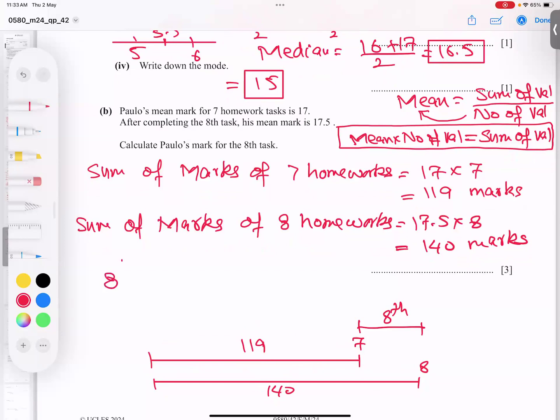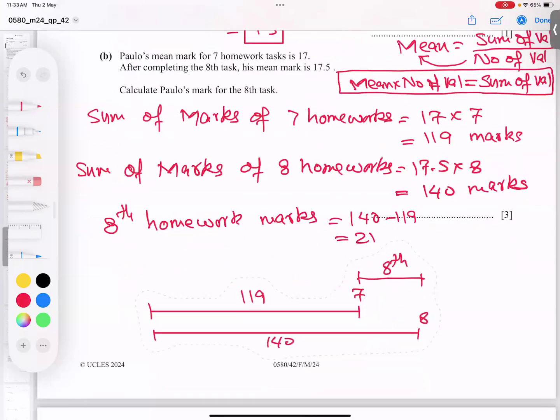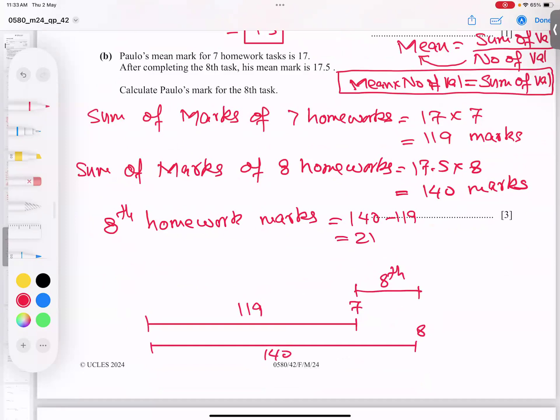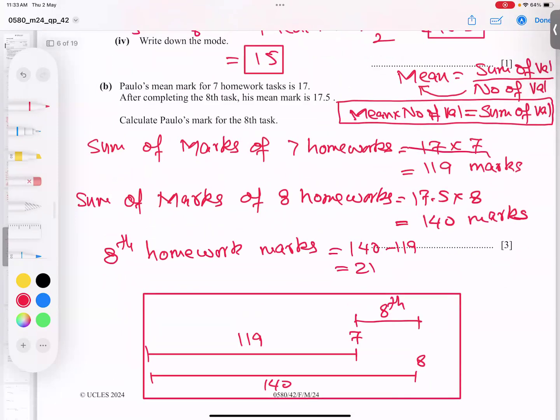So what is the 8th homework's marks? I subtract them, 140 minus 119. I believe you got the point very clearly in this diagram, it will help you. Okay, so keep in mind this formula whenever they give you means. This formula will help you a lot.